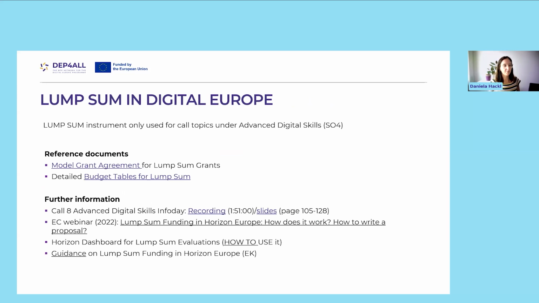Here we have a couple of links you can use, or you should use, for doing the lump sum instrument. There is, as said before, the model grant agreement and the budget table. There is also, again, this link to the info day from the European Commission, which has a recording and the slides. I'll put here also the numbers where you exactly can find the part on the lump sum. Then from the past, there are also webinars and some guidance on how to do this instrument from Horizon Europe, which is usable for Digital Europe as well.